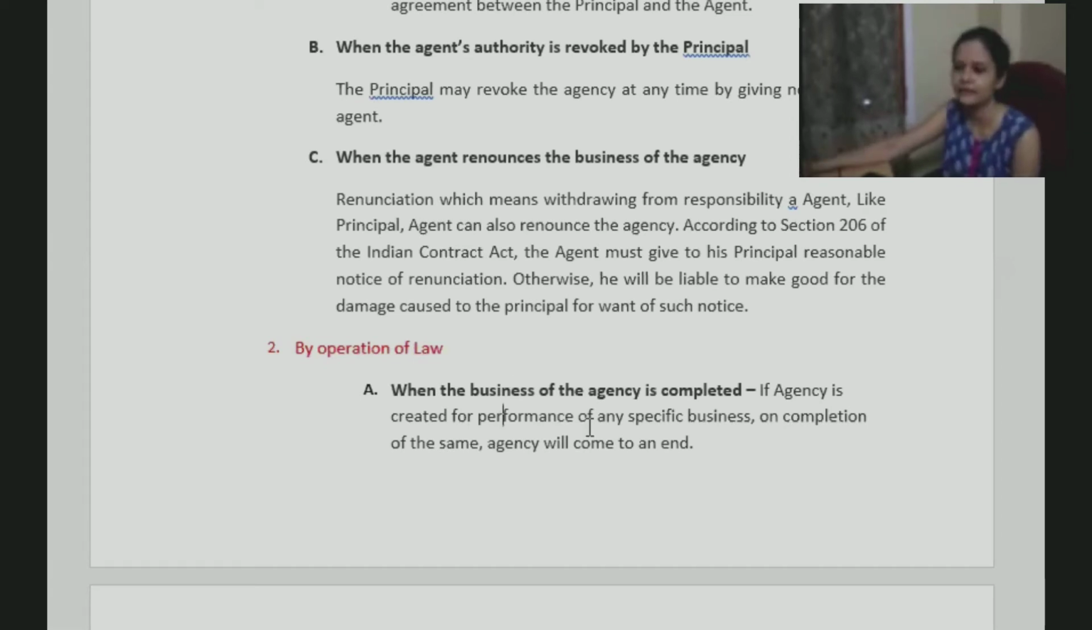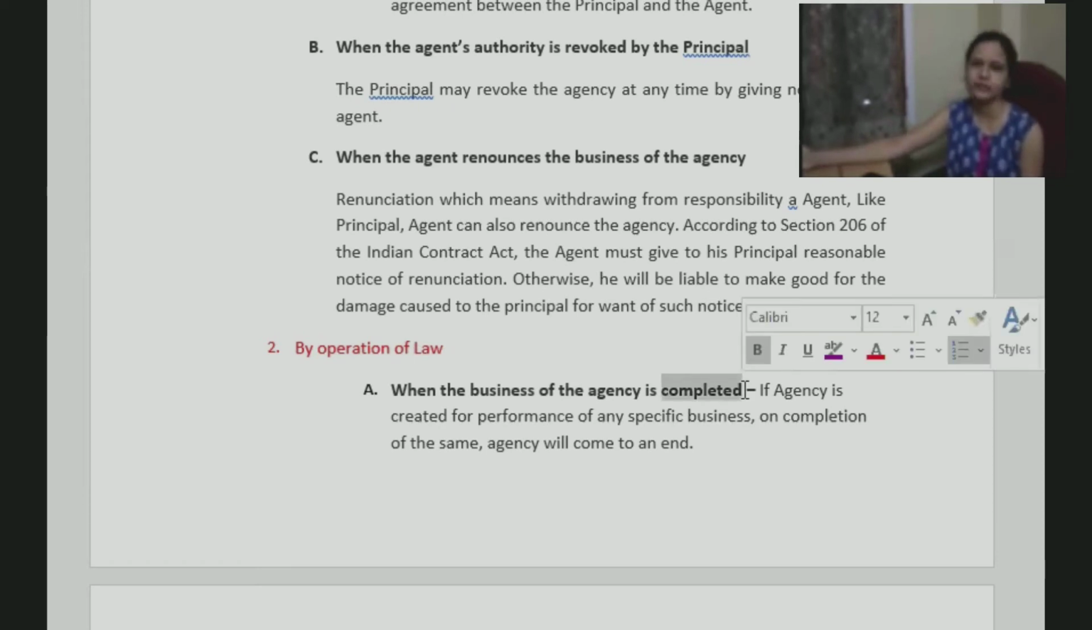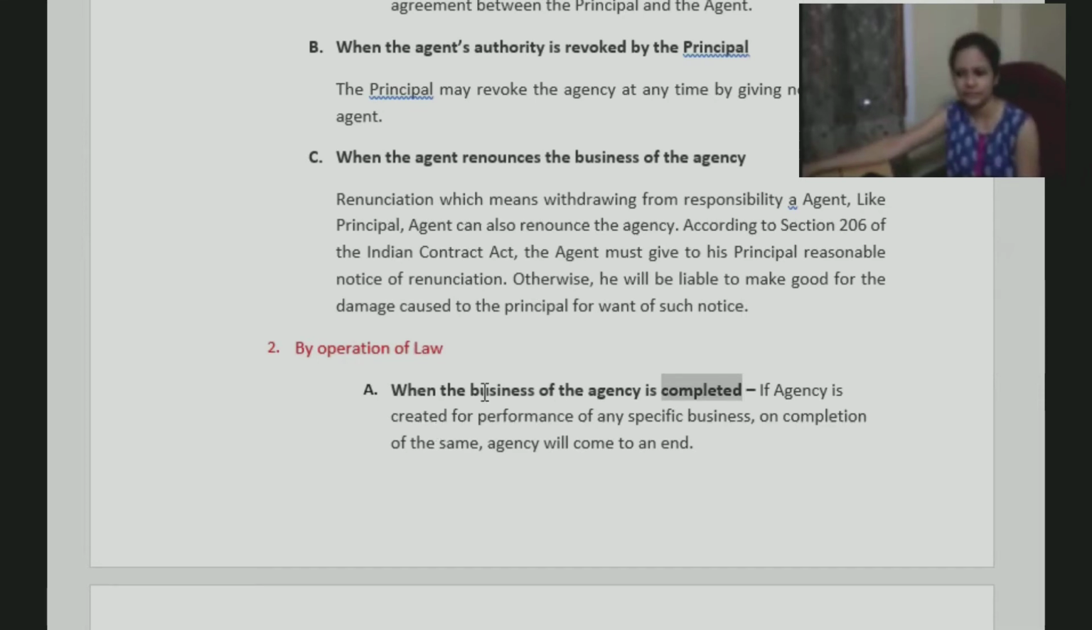Now, the first one: we know that agency might be for a specific task also, right? Like an auction, you need to sell this horse. For that, there is an agency relationship. Once this task is completed, definitely the agency is going to come to an end. So it might be terminated when the business of agency is completed. If it was only for one specific business, like that of an auction, selling something, once the purpose is done, it would come to an end, right?